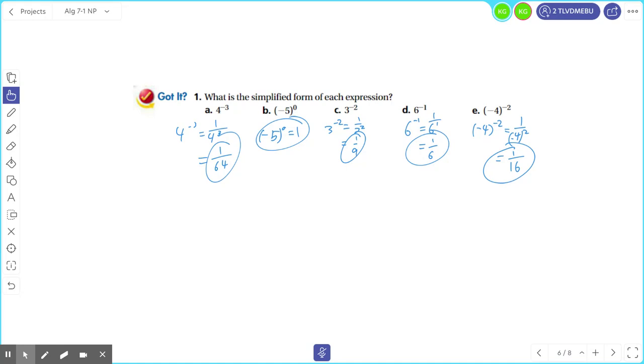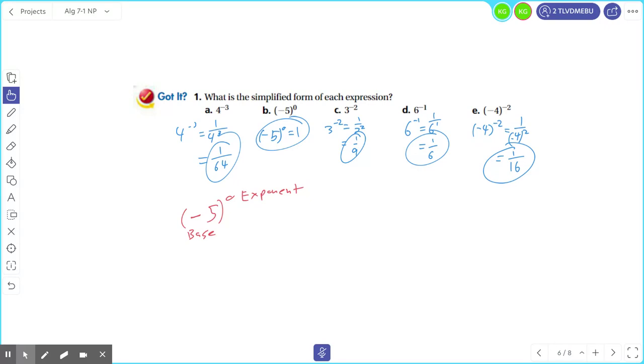Okay, hopefully you were able to get those all figured out. I want to point out a few important things here. First of all, when you have an exponent, like (-5) to the 0, the -5 part is called the base, the 0 is called the exponent.